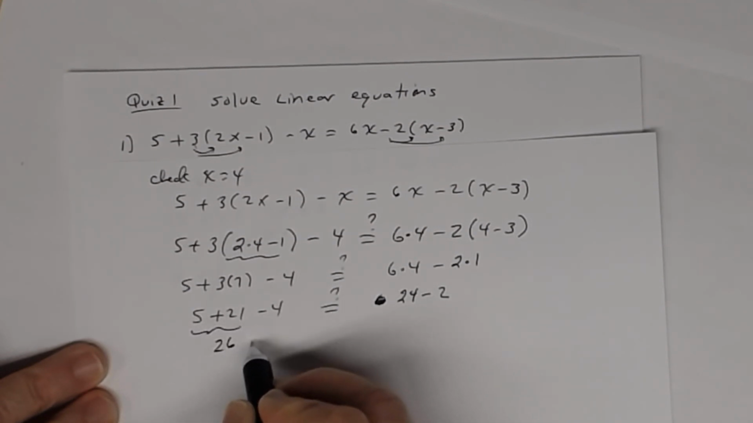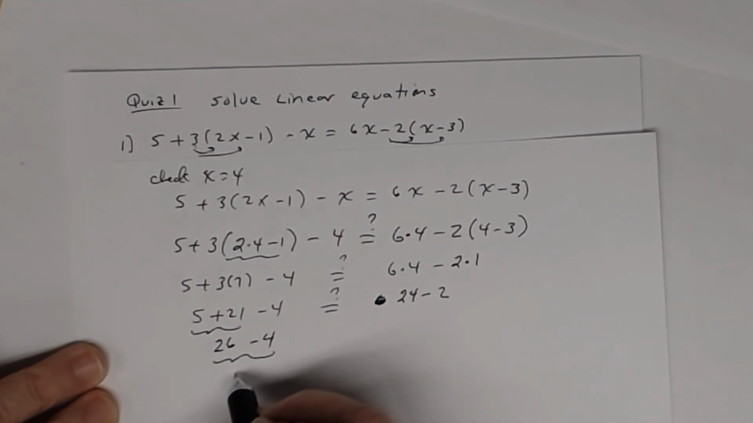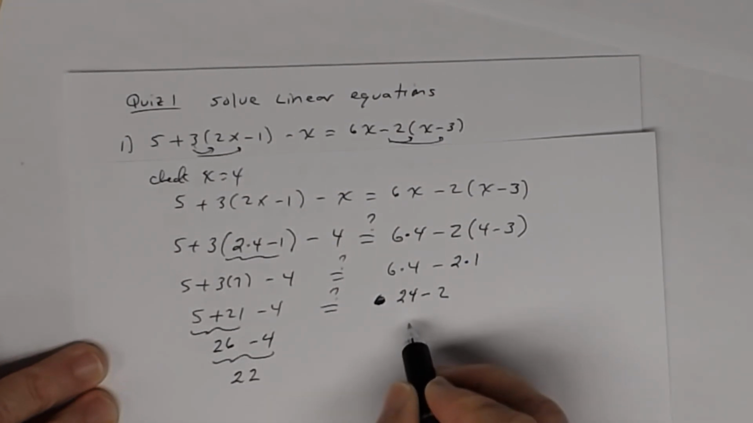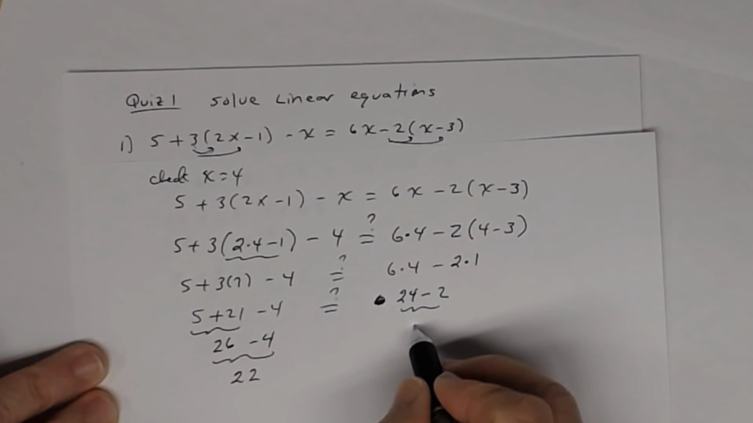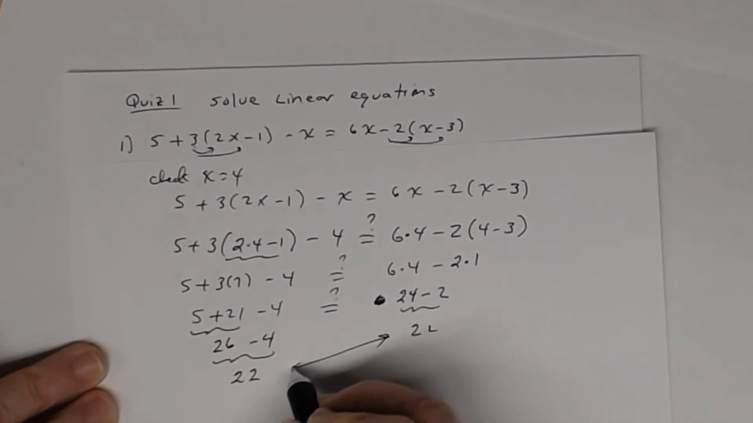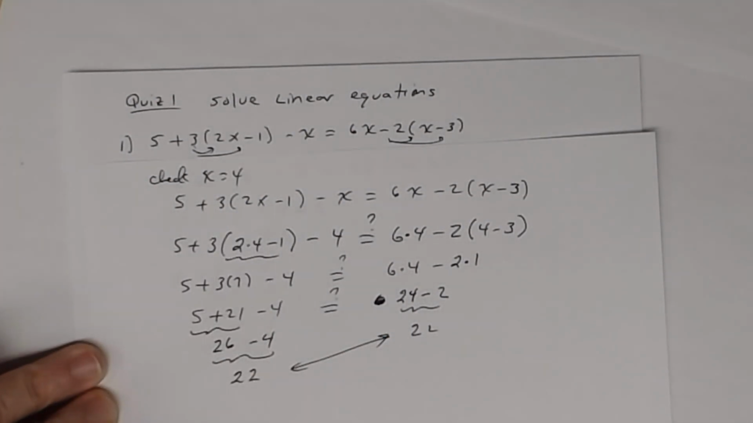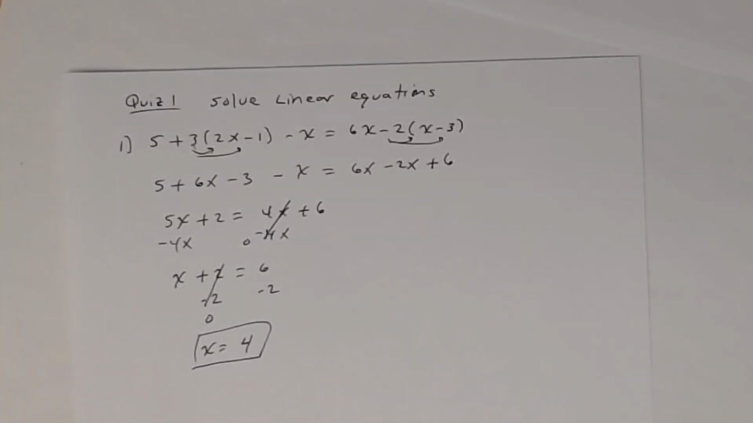5 plus 21 is 26, and then 26 minus 24 is 2. Over here, 24 minus 2 is 22, and so notice the two sides are equal, so x equals 4 is correct.